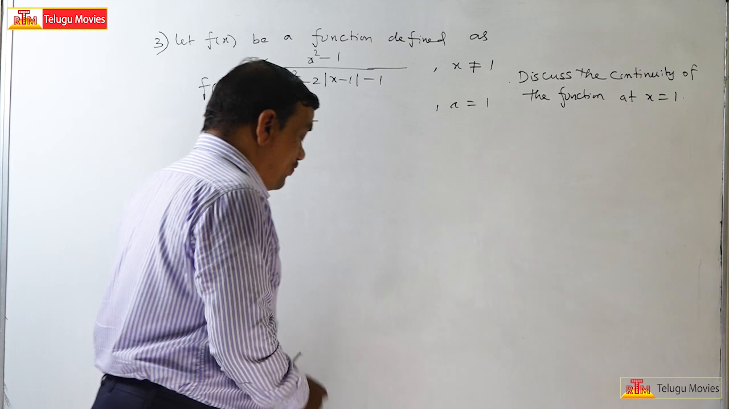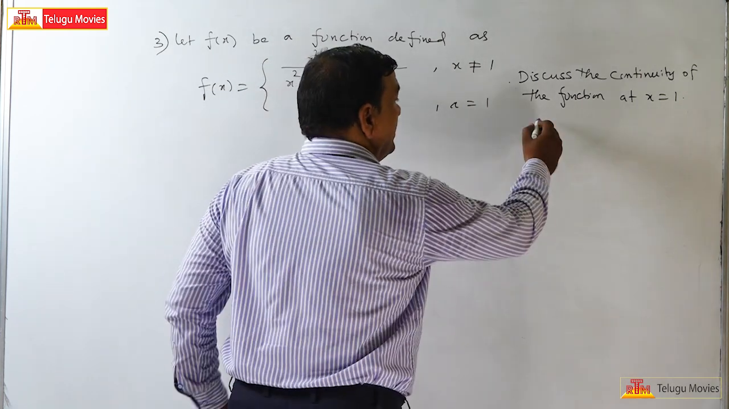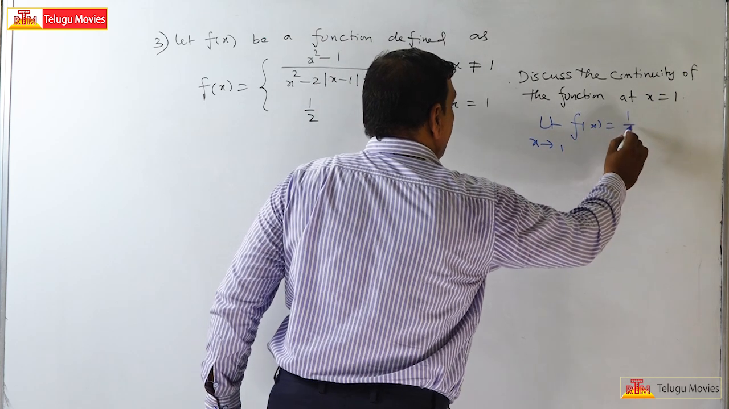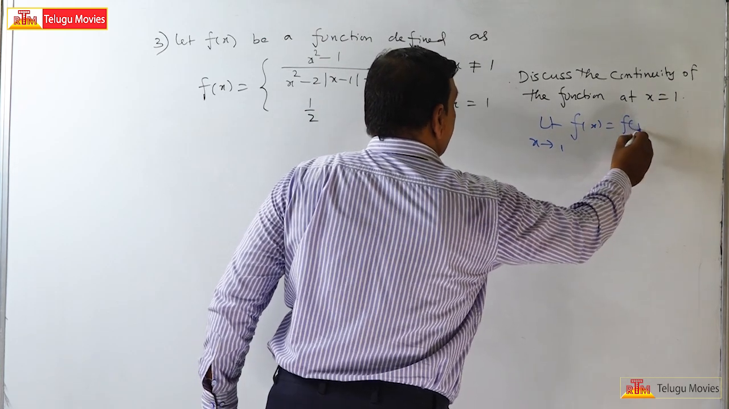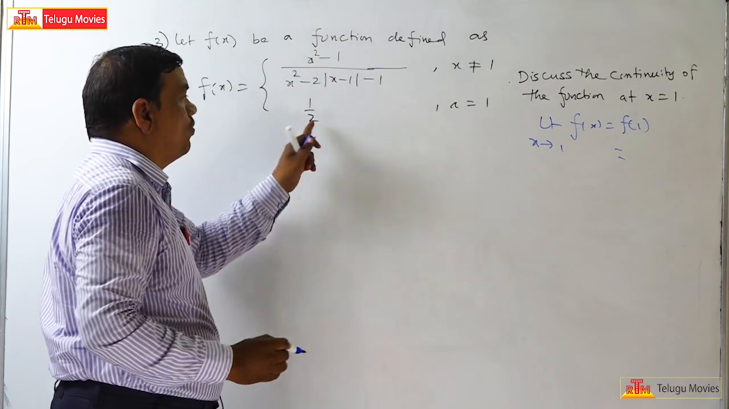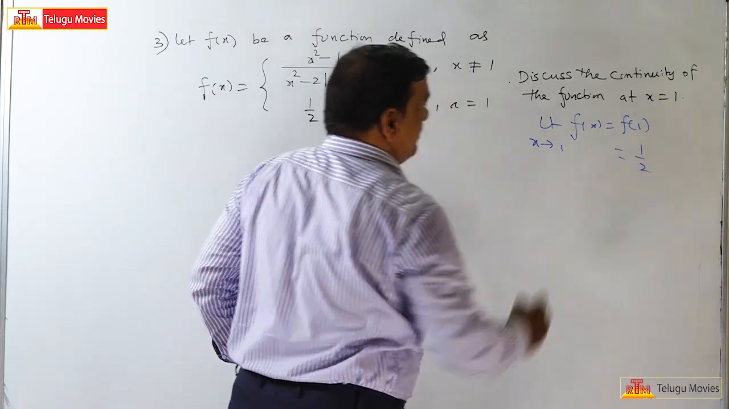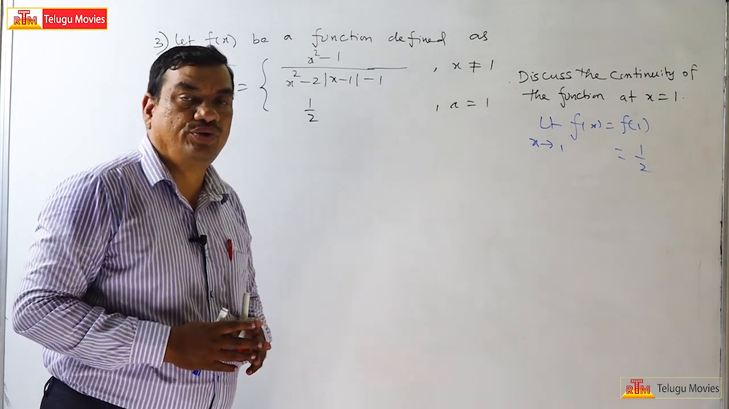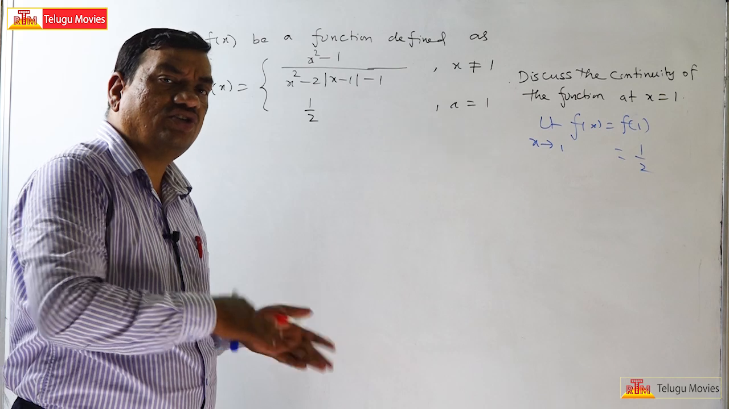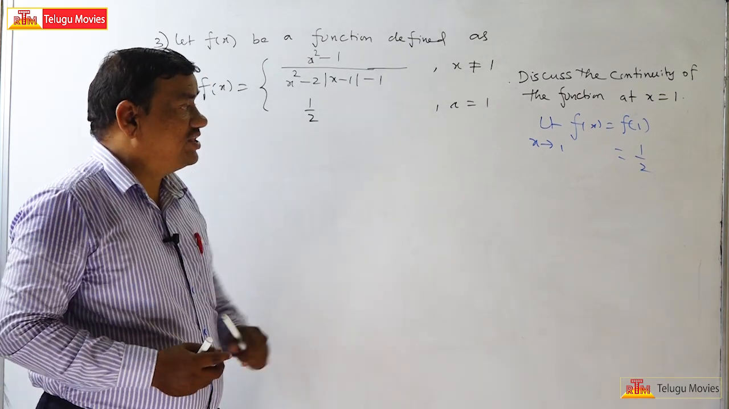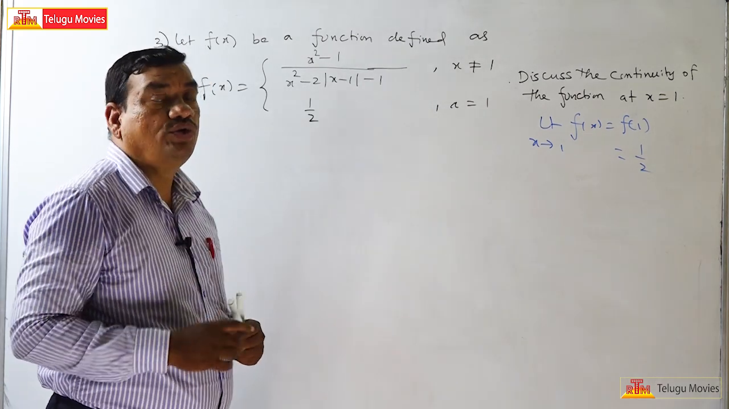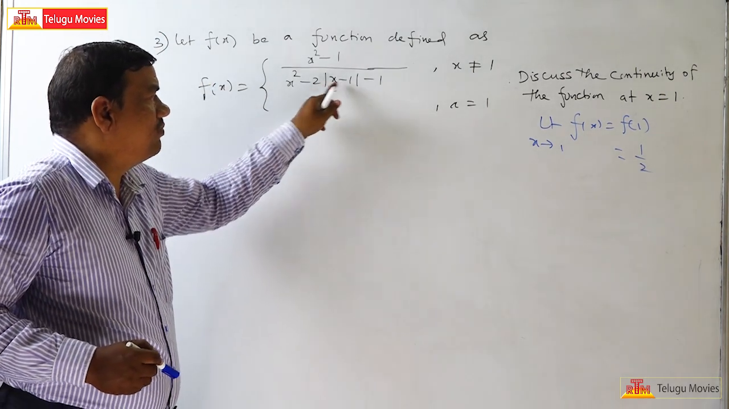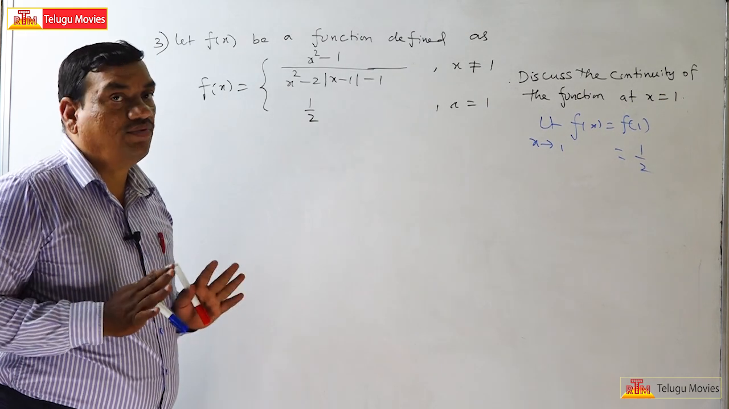So, what we have to take is limit x tends to 1 of f of x equal to f of 1. F of 1 means 1 by 2, so you have to write 1 by 2. There is no need to complete the whole problem; we have to discuss whether it is continuous or not. So, limit x tends to 1 of f of x should be 1 by 2. Since modulus is here, be careful about that modulus.